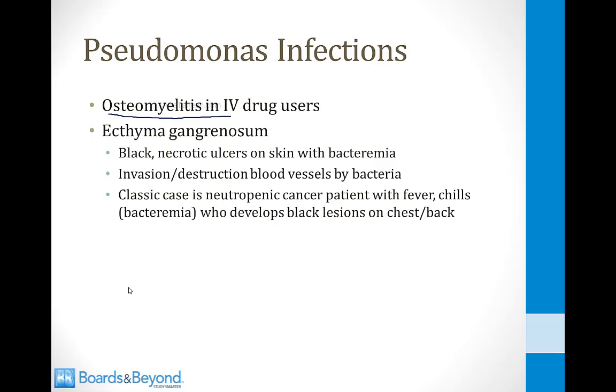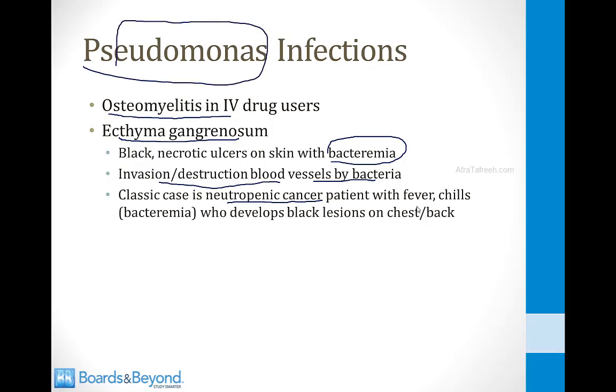And then finally, it can cause a rare condition called ecthyma gangrenosum. These are black necrotic ulcers on the skin that happen in patients who are bacteremic with Pseudomonas. It happens because there's invasion and destruction of blood vessels by the bacteria. So the classic case is a neutropenic cancer patient who is in the hospital and therefore acquires this hospital-acquired bug and gets fevers, chills from bacteremia, and then gets black lesions on their chest or back. This is because of Pseudomonas infection, and this is what's called ecthyma gangrenosum.